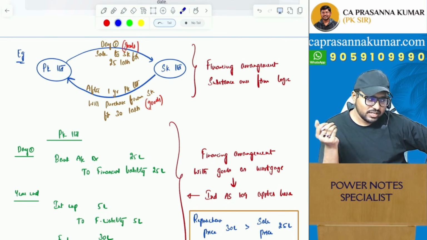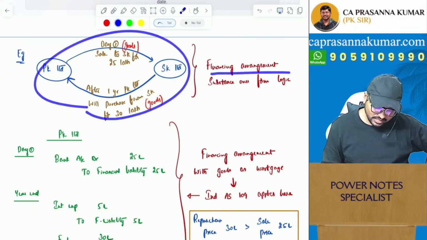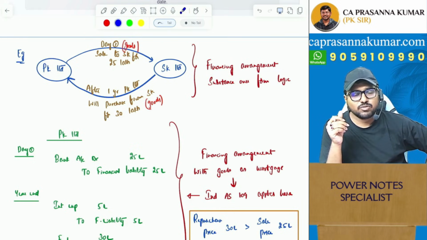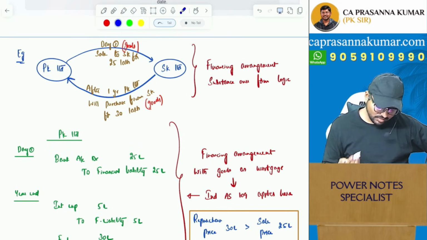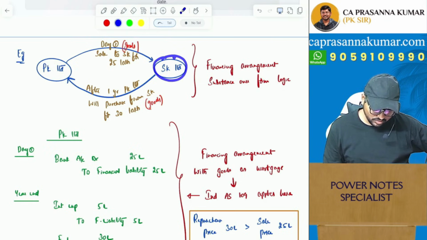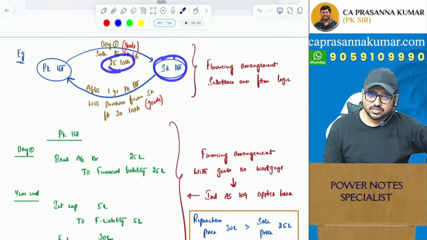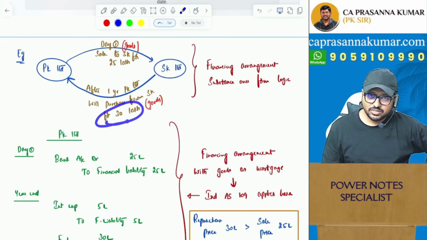You understand the point? Then this actually looks like a financing arrangement only. Now, if you apply substance over form logic, goods are just like a security for you, isn't it? Like mortgage. So which means this guy is just keeping the goods and giving you a finance of 25 lakhs, which after 1 year you are paying with interest for 30 lakhs, and as a result you're getting your goods back.